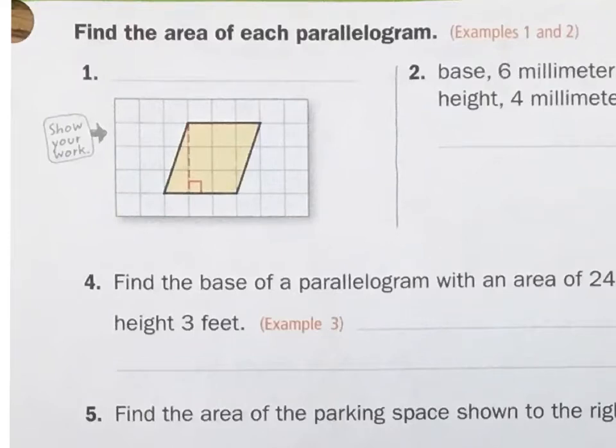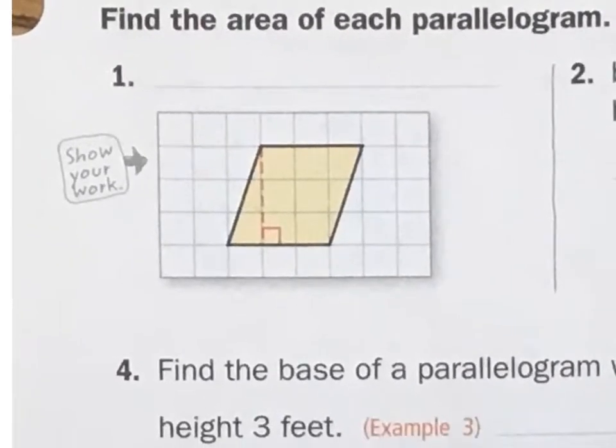This is the independent practice for 9.1, and we're only going to do problems on page 665. We'll do problems 1 through 8. Let's start with 1, finding the area of this parallelogram. Area equals base times height. The base is right here. The height is right here.